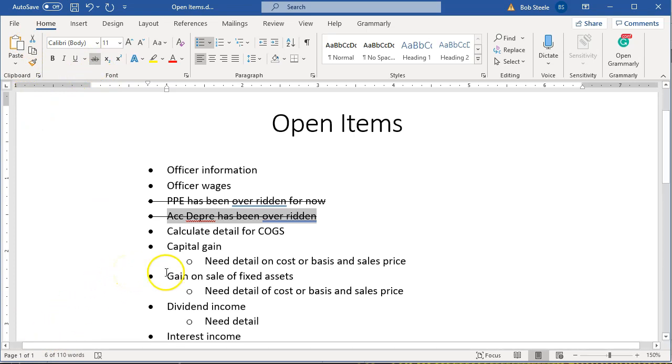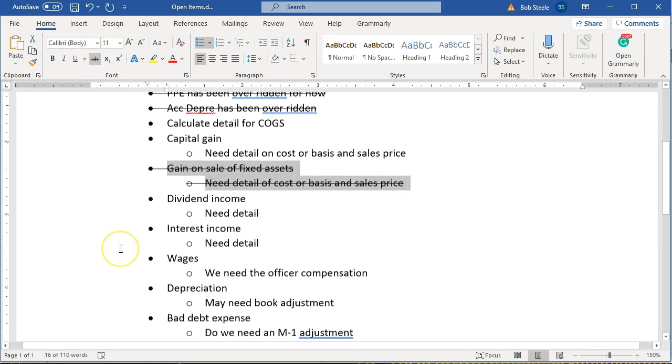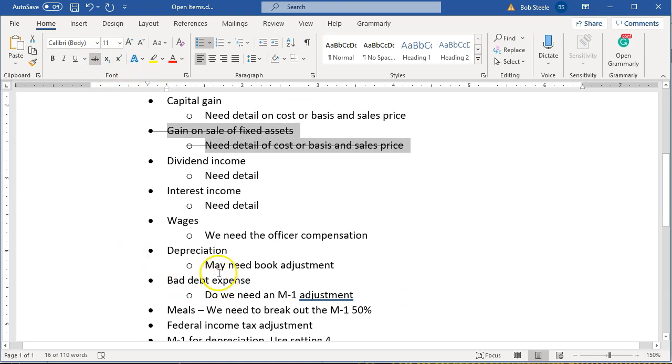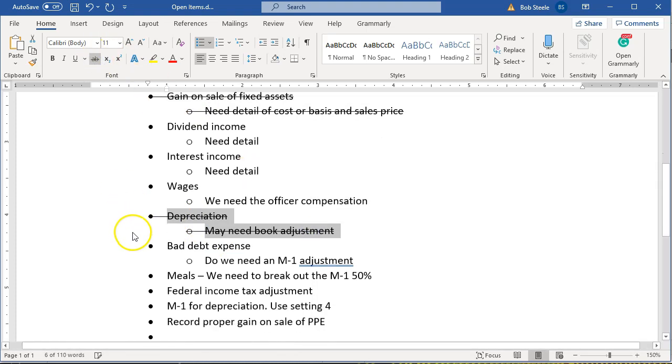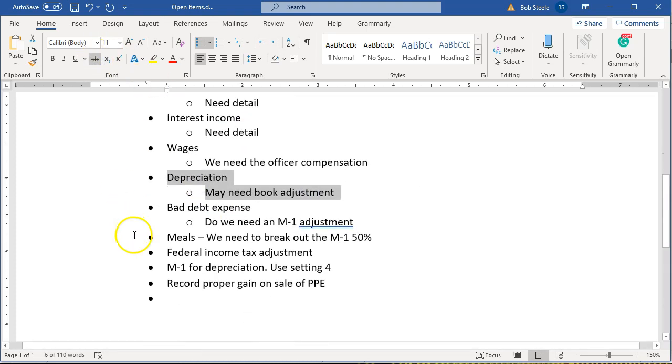But then we had the capital gain. We had the gain on sale of fixed assets. We've done that. So I'm going to cross that one out. So those are going to be some big items. Depreciation, book adjustment. So we did the depreciation. So I'm going to go ahead and cross that off. And then meals, M1 for depreciation. Then we did this. We used the schedule number 4 on the schedule. I'm going to say that's good. And then we have record proper gain on sale.